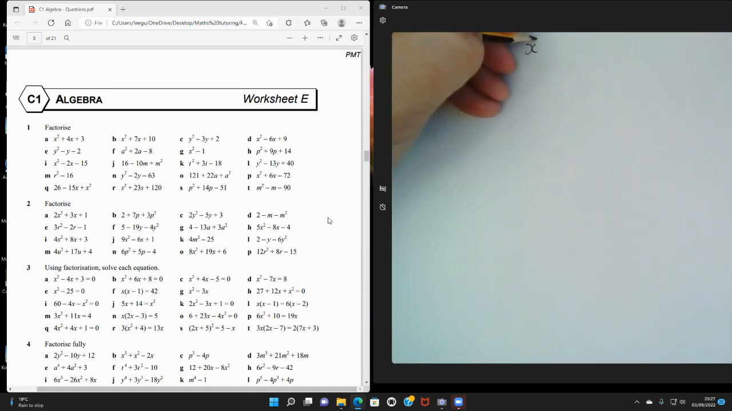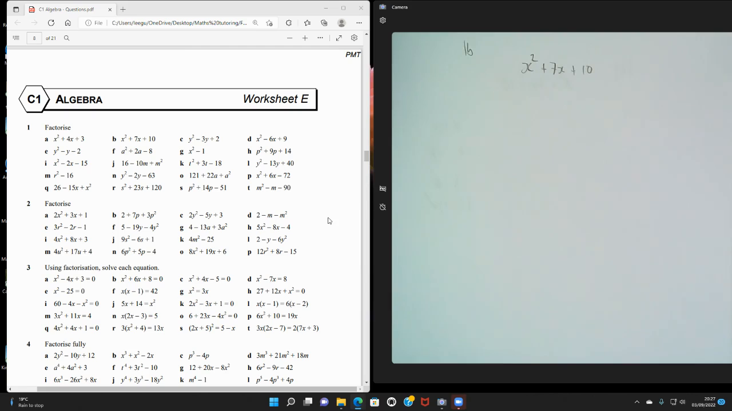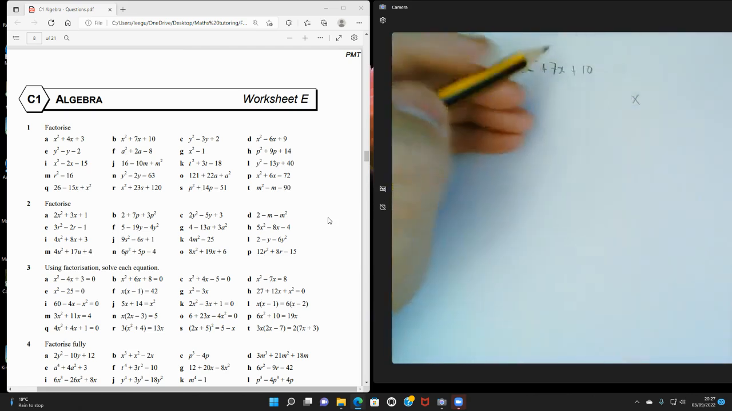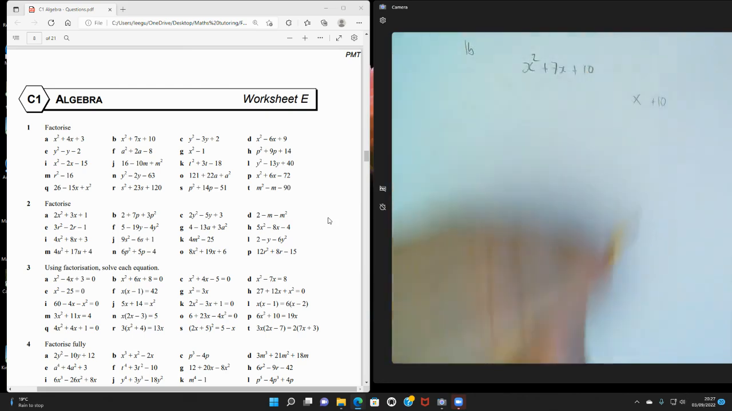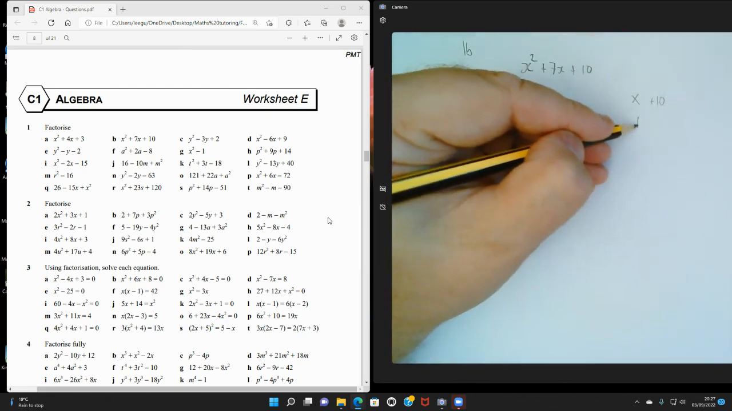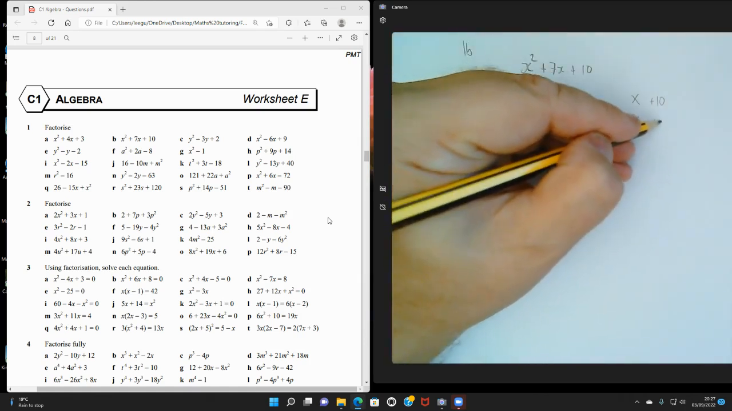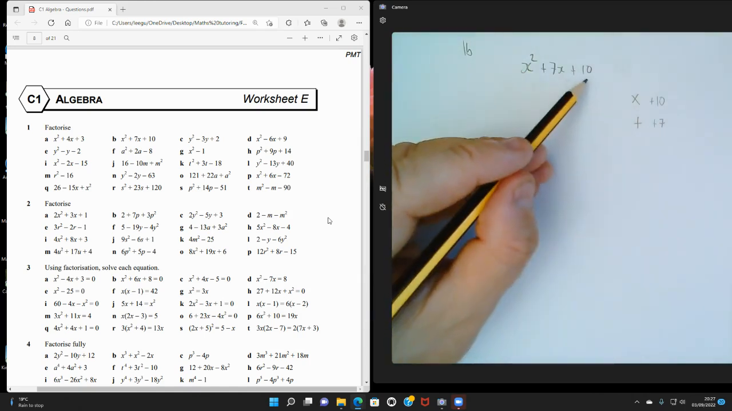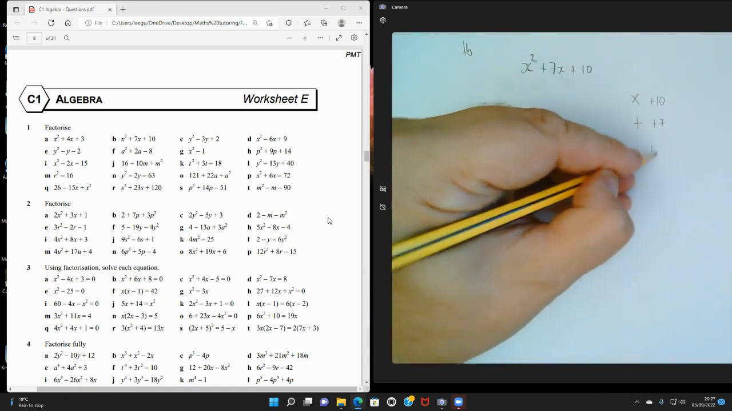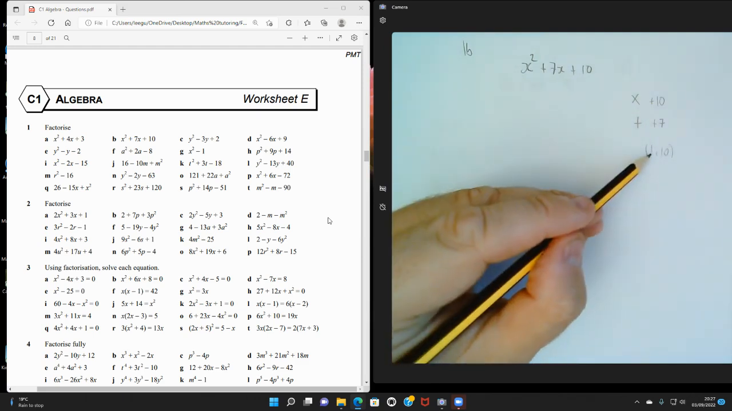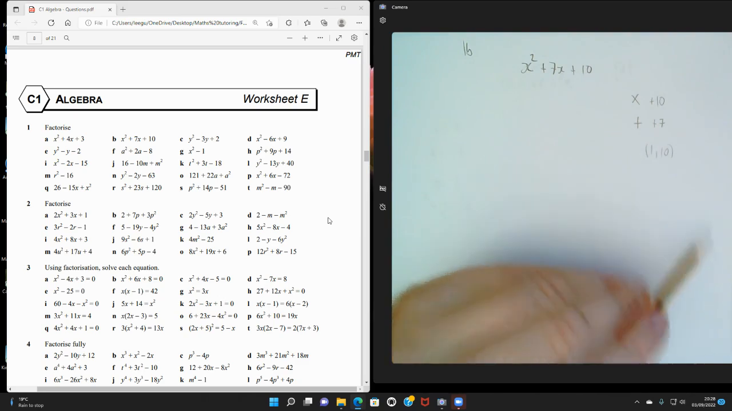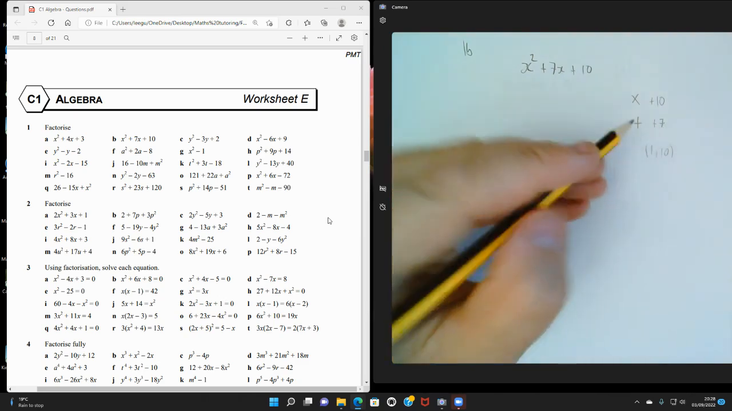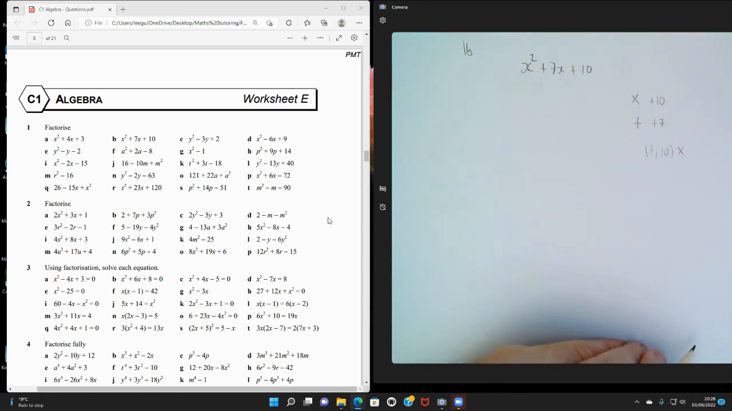So in 1b, we've got to factorise x squared add 7x add 10. Now the thing to do here is we need to ask ourselves the question. We're looking for two numbers that multiply together to make positive 10, the number on the end, but they need to add together to make the term in the middle, which is plus 7. So we consider the factor pairs of 10. Is it 1 and 10? Well, 1 times 10 does make 10, that's okay, but 1 add 10 makes 11, not 7. So that's not the correct factor pair of 10.